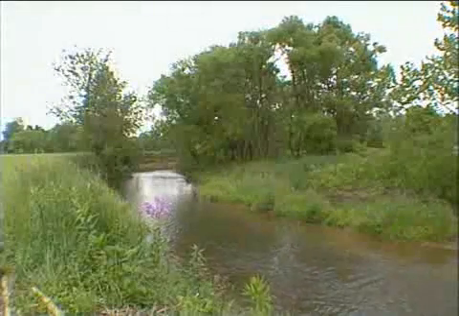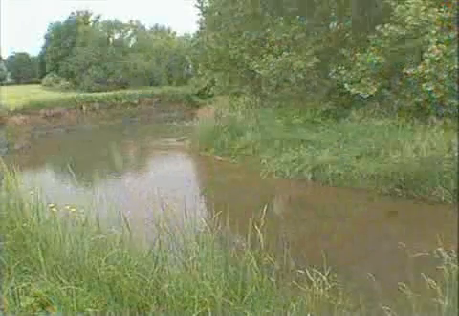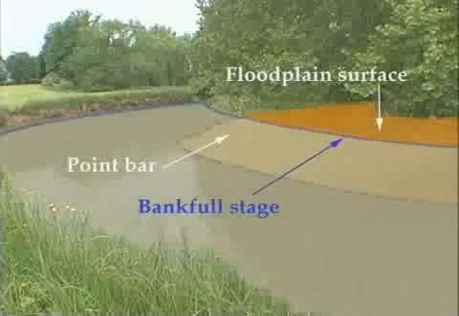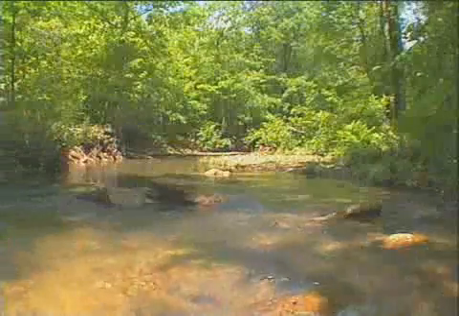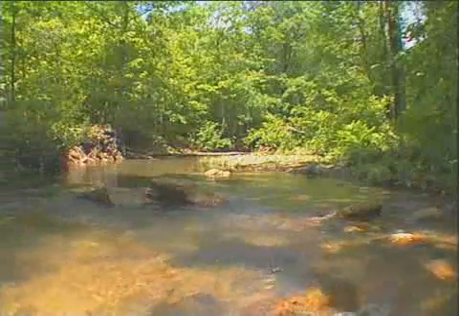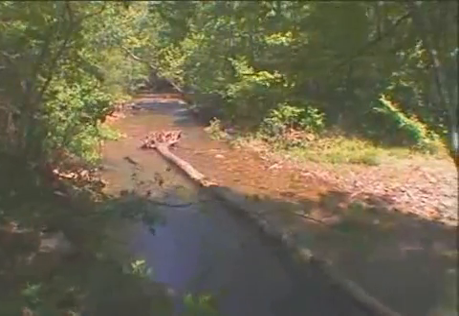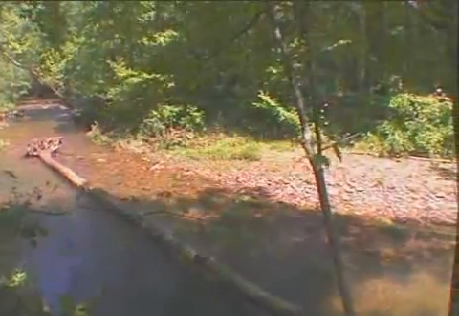Point bars are sloping surfaces found at the inside of meander bends. The floodplain often forms at the top of point bars as channels migrate laterally across a valley over time. The top of the point bar, therefore, is one of the best indicators of Bankfull stage. Let's see how the top of the point bar corresponds to Bankfull stage in a different setting, at Barber's Creek, a 13-square-mile watershed in the Appalachian Valley and Ridge province of Virginia.